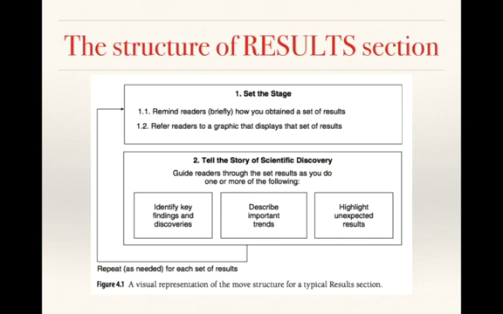As you can see, this is the structure of the results section in most examples. Authors usually set the stage. They refer readers to a graphic. Then they tell the story by identifying key findings, describing trends, and highlighting unexpected results, if any, at the end of the results section. But now let's have a look at another step.